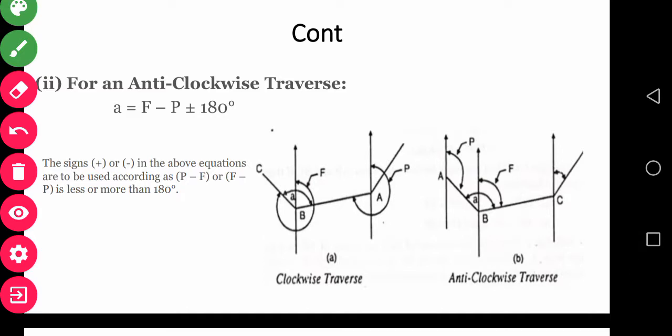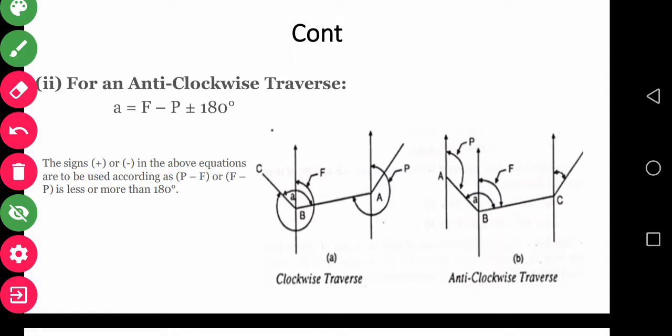This is given. Like this is F given, this is P given. But I'd recommend you not to use the formula, but to draw the lines on paper, and then we can easily calculate this included angle A. So let's understand how we can calculate this angle A without using the formula.